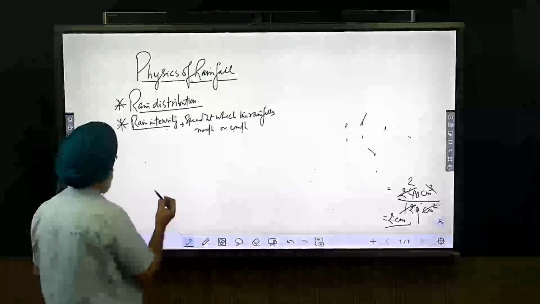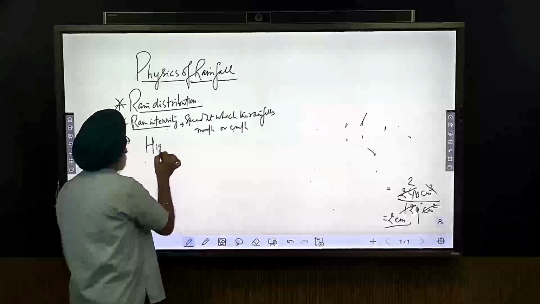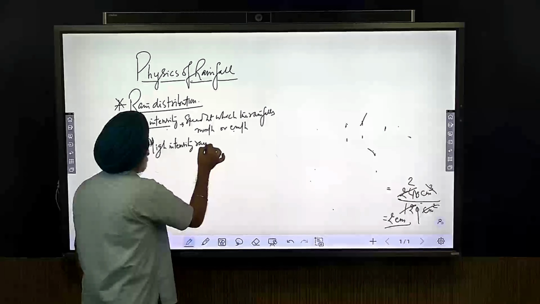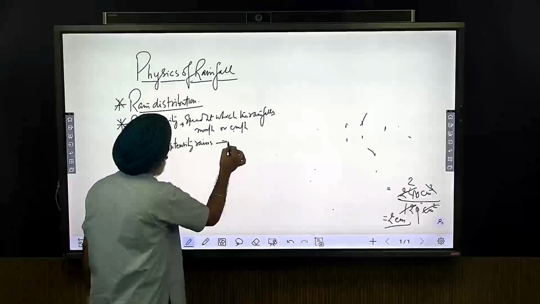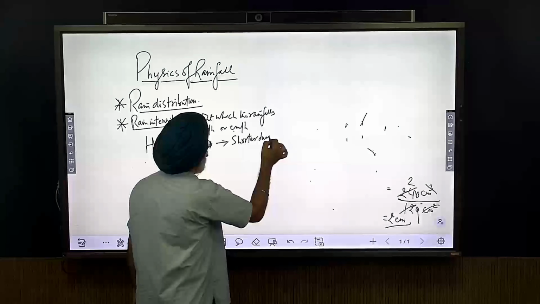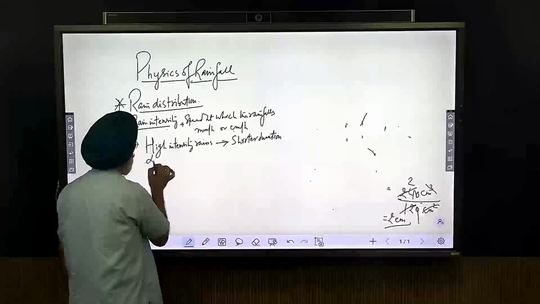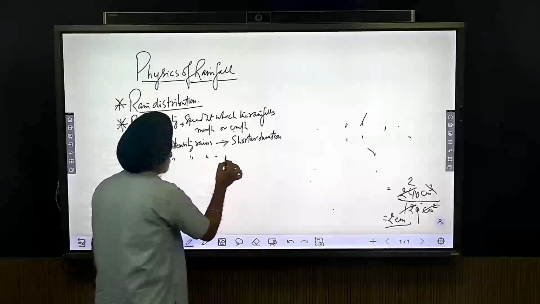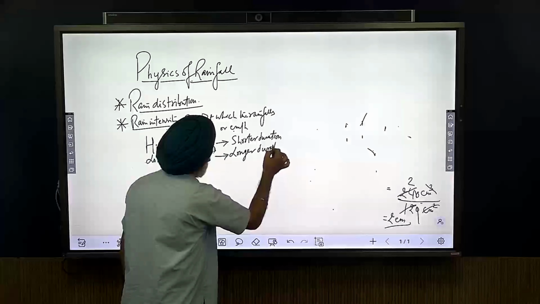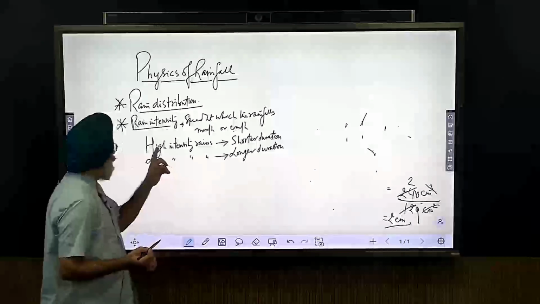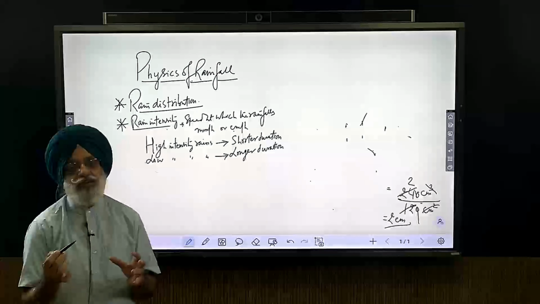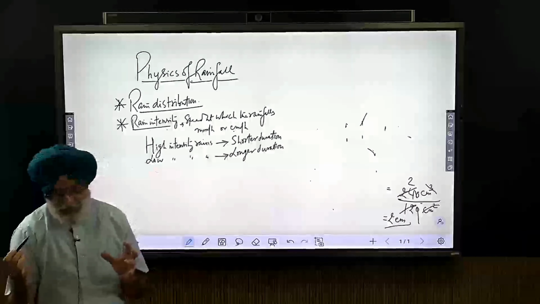So generally the high intensity rains are associated with shorter duration, whereas low intensity rain is associated with longer duration. And if the combination is high intensity rain, longer duration, this definitely will lead to flood hazards. So we have to be very careful.